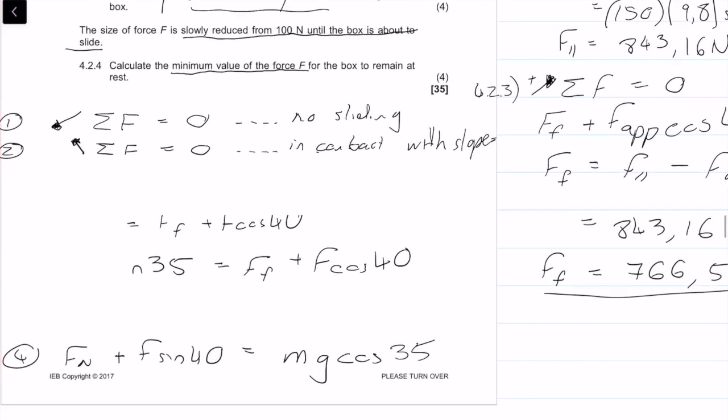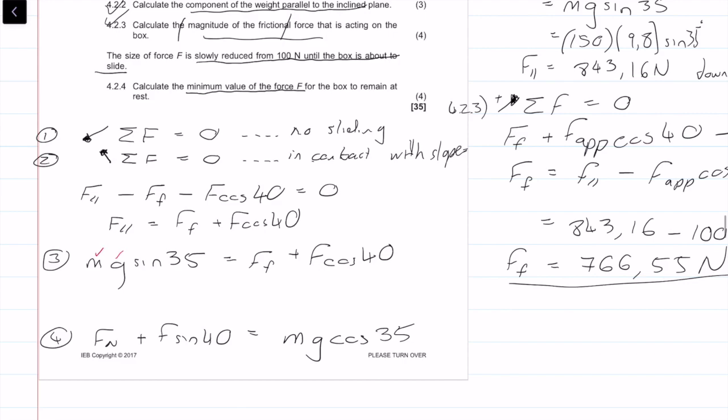Okay, so let's look at what we have and what we need. So we know what mg sine 35 is. We don't know force friction. We don't know force applied. And we know what cos 40 is. We don't know what force normal is. We know sine 40, and we know mg cos 35. Okay, so we have two unknowns and two equations. Cool stuff. That's always a good place to be.